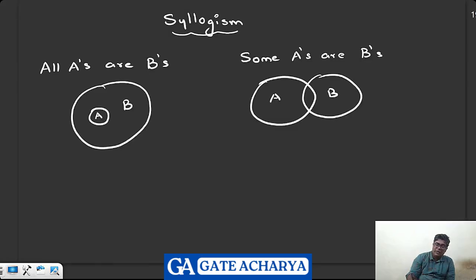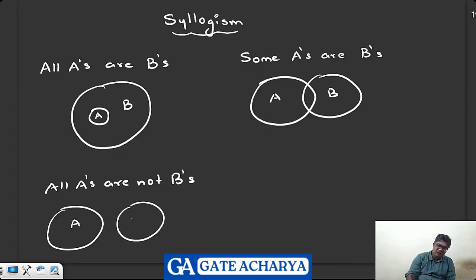Then there come two negative statements. The first negative is all A's are not B's. How will I draw the Venn diagram? A and B like this. Remember, not does not mean that there is no relationship. Not actually means you have a negative relationship. So to show negative, I draw A and B separately, then I draw a line, and then I draw an X to show that it's a negative relationship.